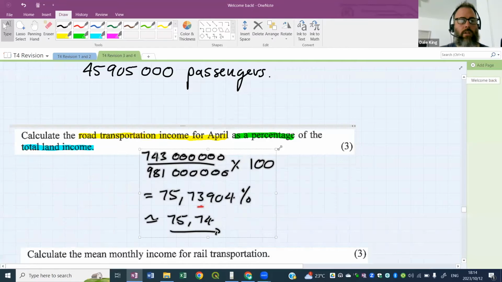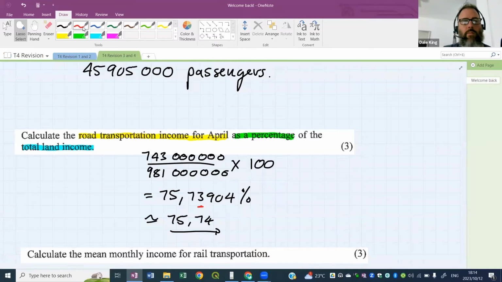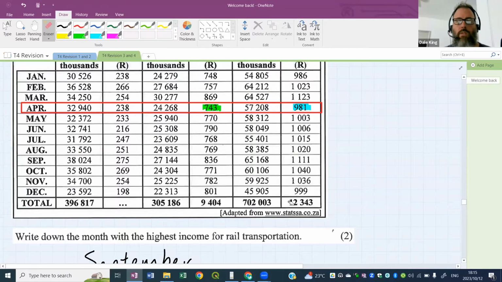Okay, there we go. So calculate the road transport income for April as a percentage of the total net income. Now, some people might argue with me and say, sir, this yellow part that's highlighted says April, and the blue one doesn't say a month. It doesn't say for April. So some people actually might argue with me and say, sir, should we not use the total income at the bottom of the table? Yeah, that could be a possibility. All right, because they don't say calculate the road transport income for April as a percentage of the total land income for April. They don't say that. So maybe they mean this green one with the blue one at the bottom here.